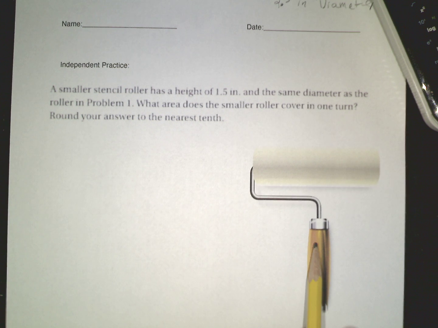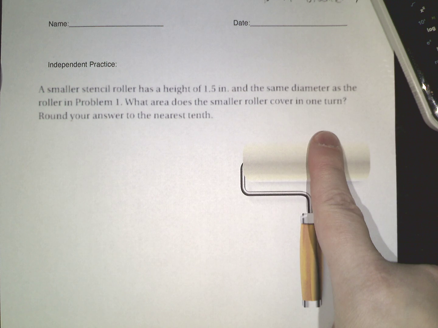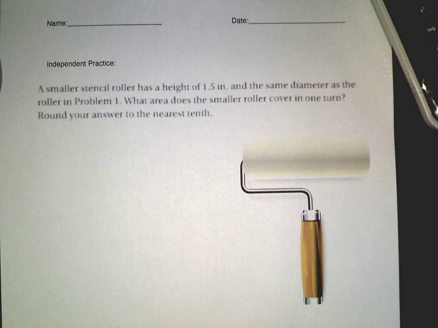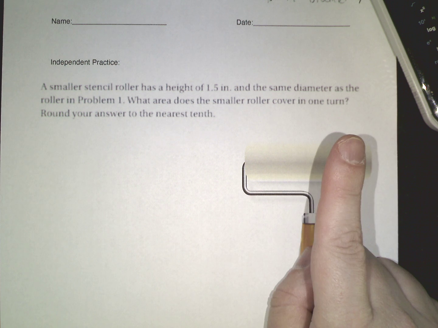Okay, so here's a question. I have a roller. If you ever painted someone's room or saw someone paint, they use these rollers. These rollers are nice because they make painting easier. You could use a paintbrush, but to cover more ground, it's easier to use a roller. Now the question is, how much ground does this roller cover in one turn?